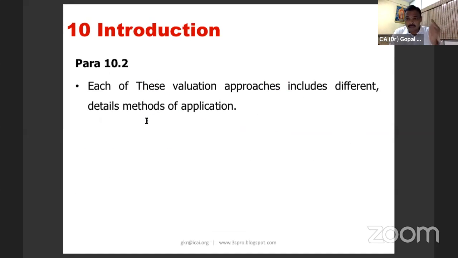Good. 10.2, please look at this. Each of these approaches includes different details, method of application. Arithmetics are different. Okay. Approaches are different.